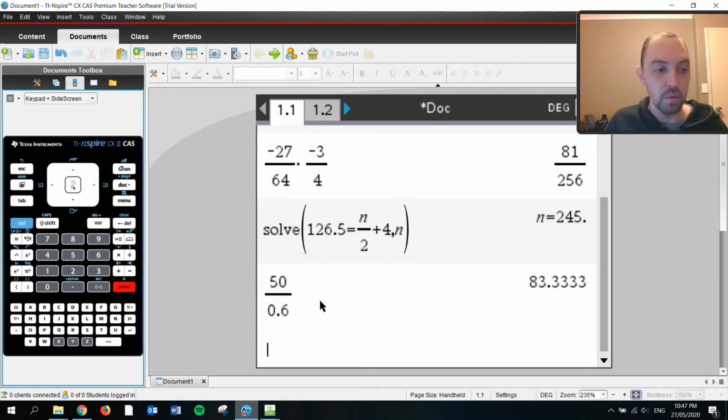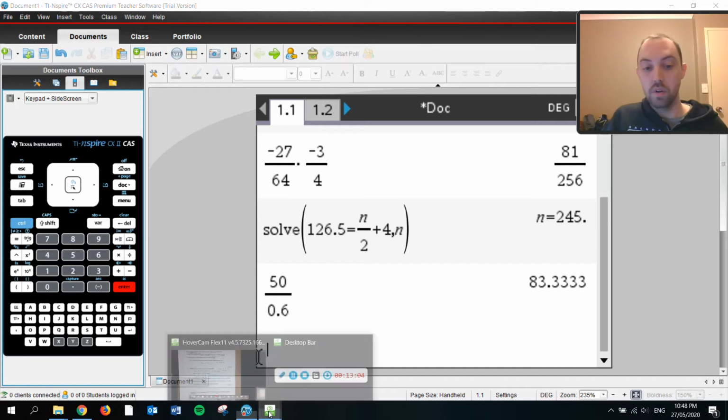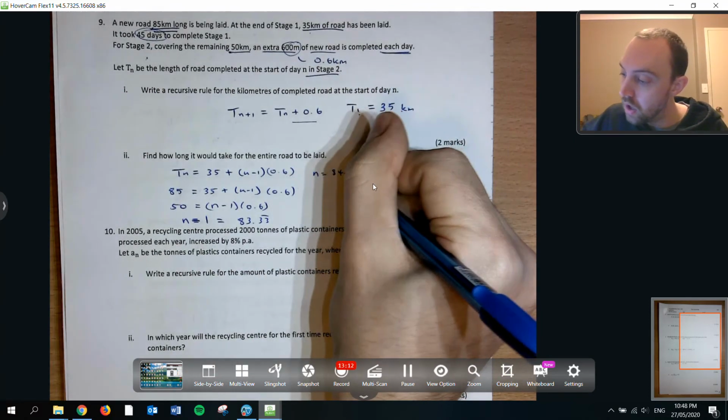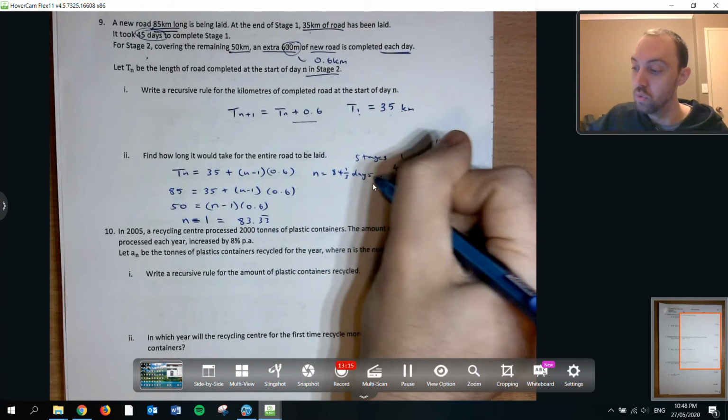I was really hoping it would give me a nicer number than that, but that's what it is. n take 1 is equal to 83.33, or 83 and a third. And then we need to add 1, so n is equal to 84 and a third days. This is only part of the question. At the moment, we've just shown that it's going to take 84 and a third days to complete stage 2.